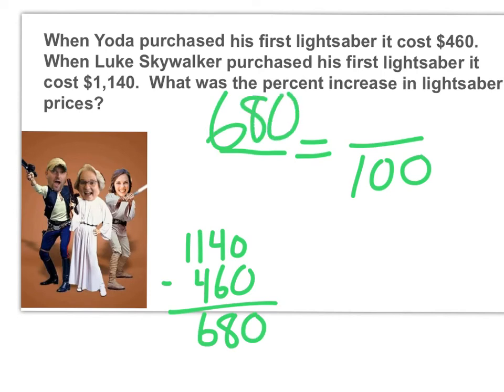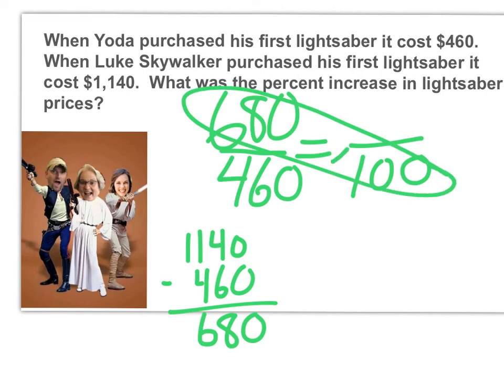And we always want to compare it to the original. Did this thing start as a 1,140 or was it originally a 460? It was originally a 460 lightsaber. So we're ready to multiply the diagonals, divide by the other one, and it comes out to be 147.8 and so on. We're going to round it to 147.8%. So it increased over time by 147.8%.